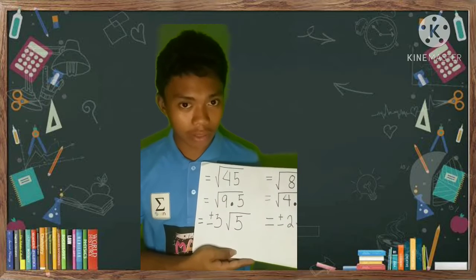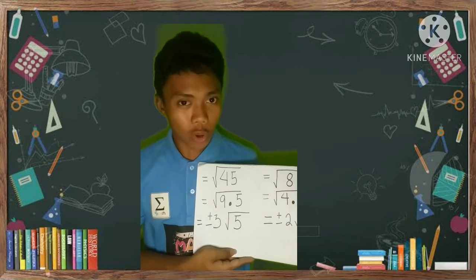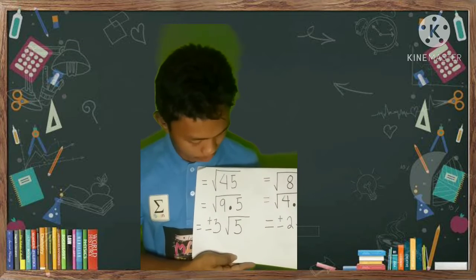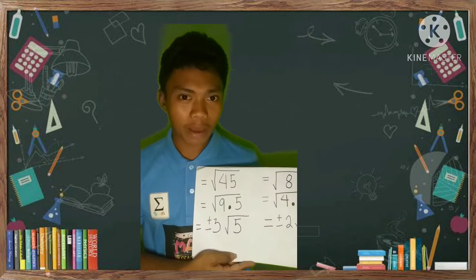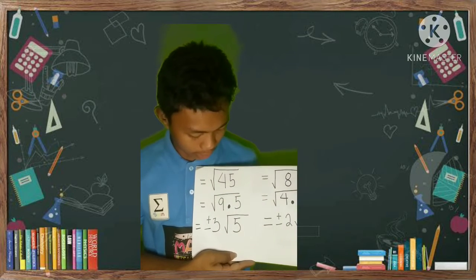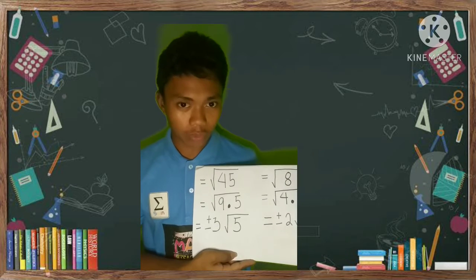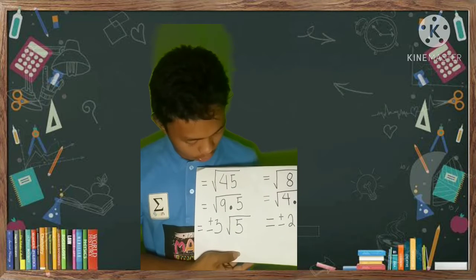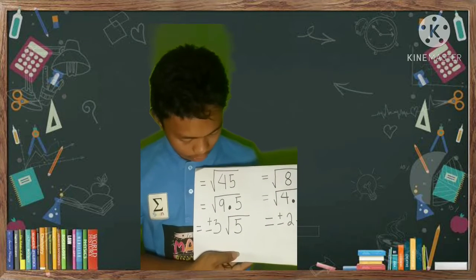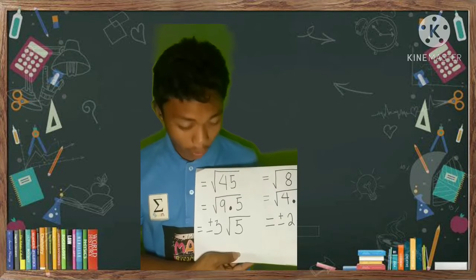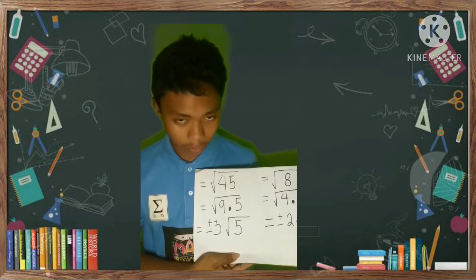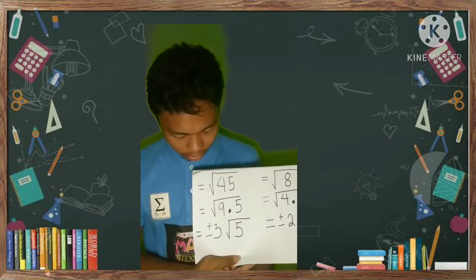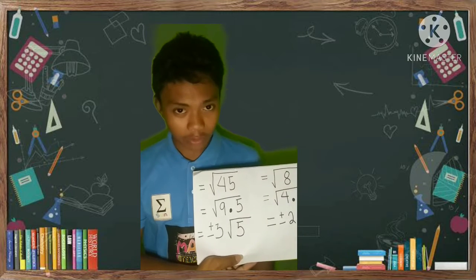In this other example, it is not a perfect square. However, we need to simplify it in order to get the square root. For example, the square root of 45. 45 is not a perfect number, so we need to find its perfect square partner, so that one factor will be outside the square root and the other inside. 9 times 5 is equal to 45. Square root of 9 is equal to 3, so 3 will be outside the square root and the square root of 5 will remain inside. So the answer is positive and negative 3 square root of 5.